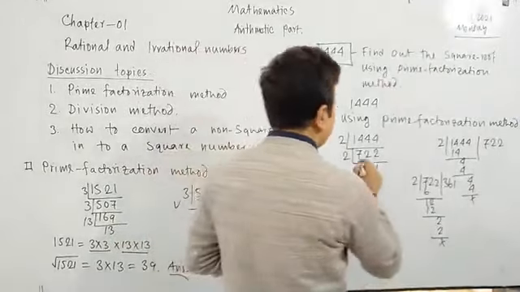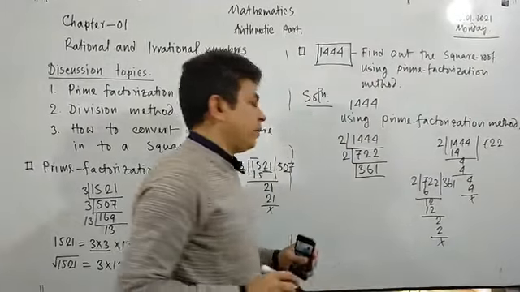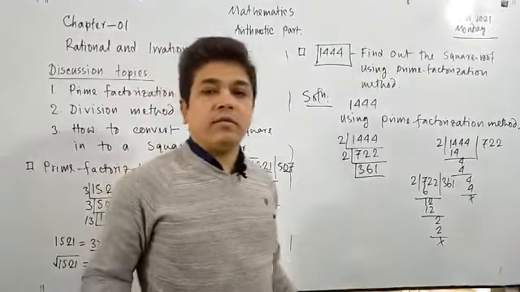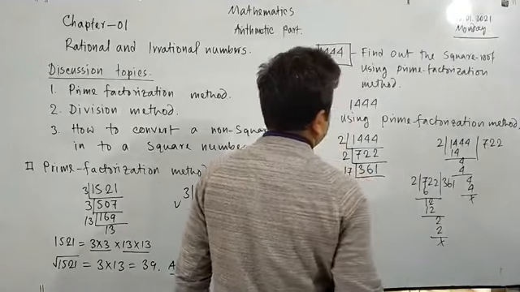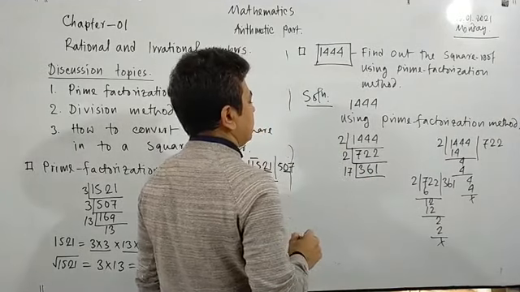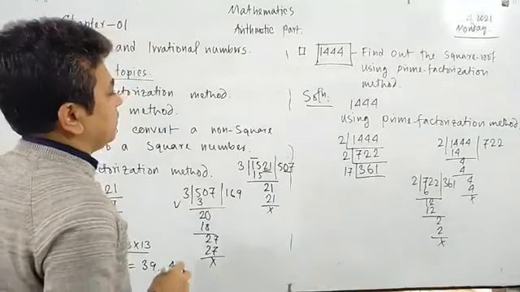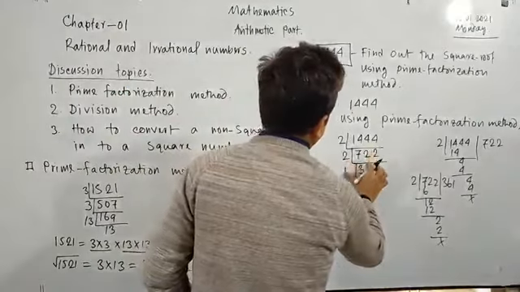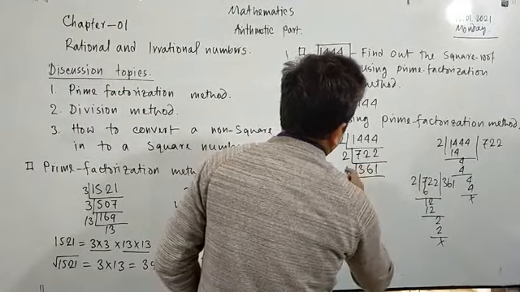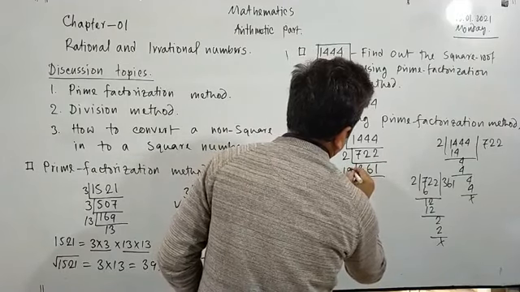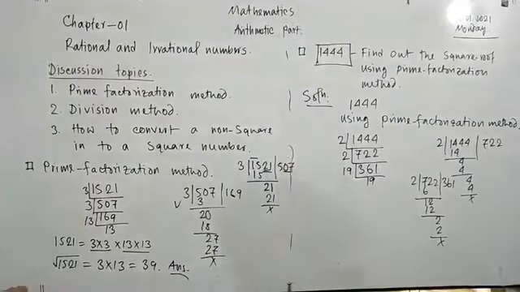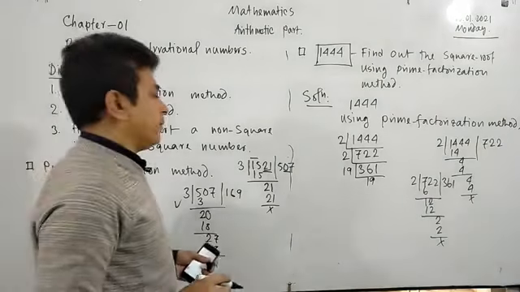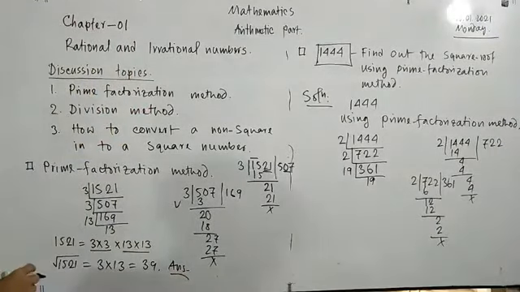And 361, you know which number 361 is, we already discussed it in the last class. If we divide by 17, I think it will be... 17, not 17, what is it? I think it is 19. It is 361, right? 19 into 19 is 361. Okay, easily we can write.